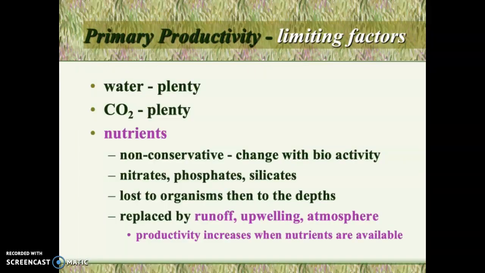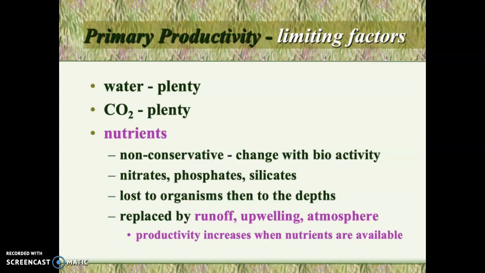So what are the factors that limit this? Well, we're going to focus on photosynthesis here, but if you think about growing plants on land, they need water. That's not an issue in the ocean. There's plenty of water. They need carbon dioxide. And if you remember back to our ocean chemistry chapter, carbon dioxide is very abundant in the ocean, so that's not an issue. So neither one of those are considered to be limiting factors.